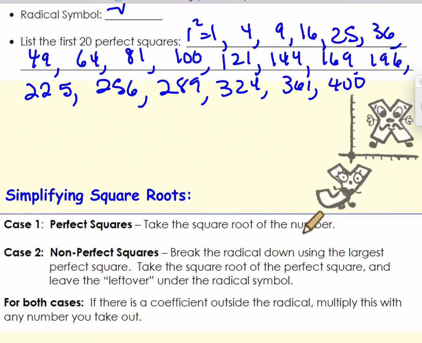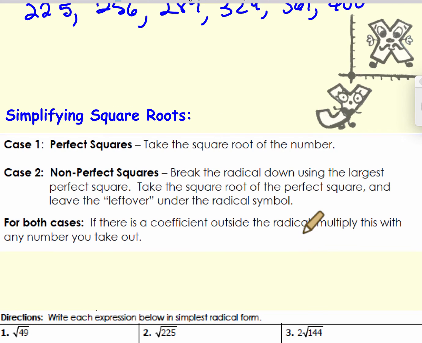Okay, now let's look at actually simplifying. The first thing is to make sure that if it's a perfect square, all you're doing is looking for the number times itself. That gives us the value underneath the radical. If it's a non-perfect square, we have to do something called simplifying. When we're simplifying, we want to break the radical down using large perfect squares. That means we're going to do factor trees, which helps us with this. We take the square root of any perfect square factors, and then we have the leftovers under the radicand.